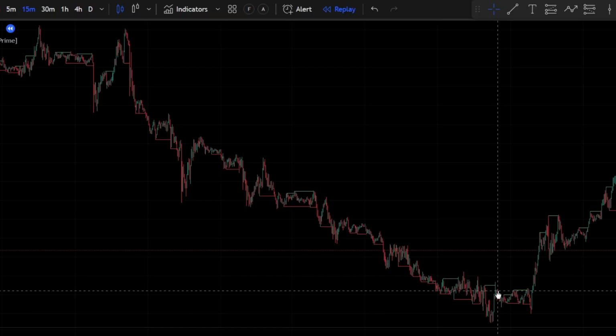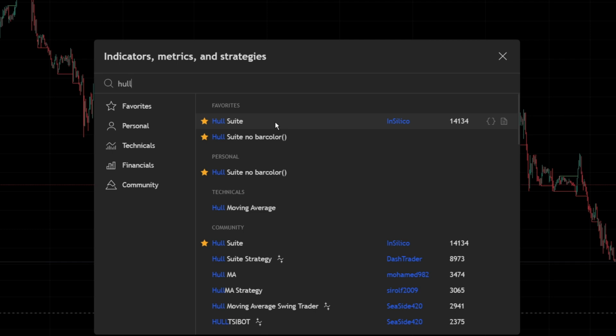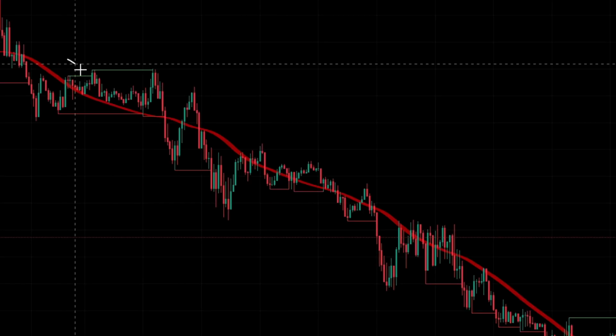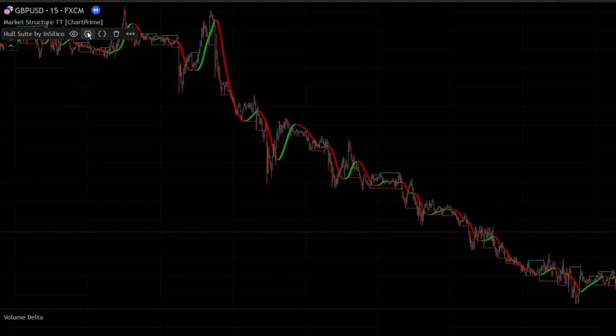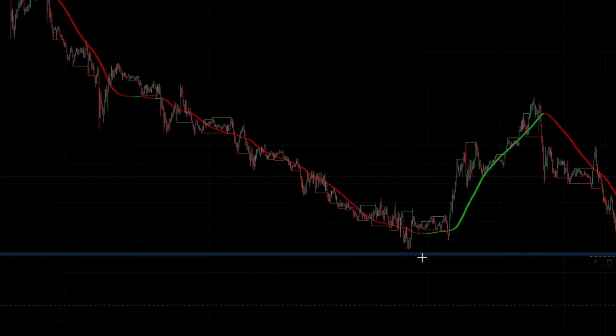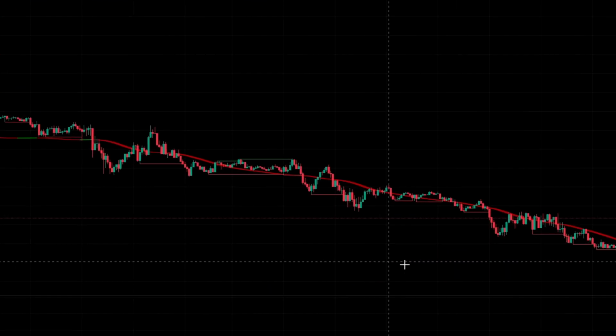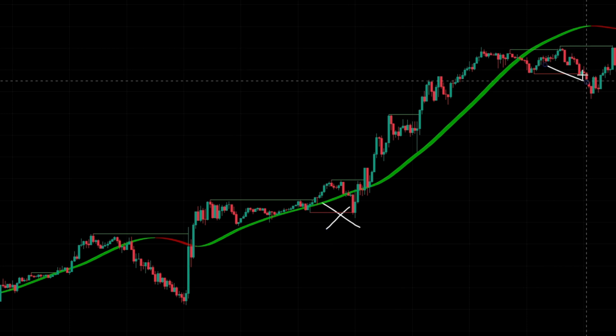Now let's add our confirmation indicators. Go to the Indicators tab and search for Hull Suite. Add this one by In Silico. This indicator will show us the trend direction. It will be our first confirmation indicator. Go to its settings and change the length to 200. Leave everything else on default. If the Hull Suite line is red, we will only take short trades. And if it is green, we will only take long trades.